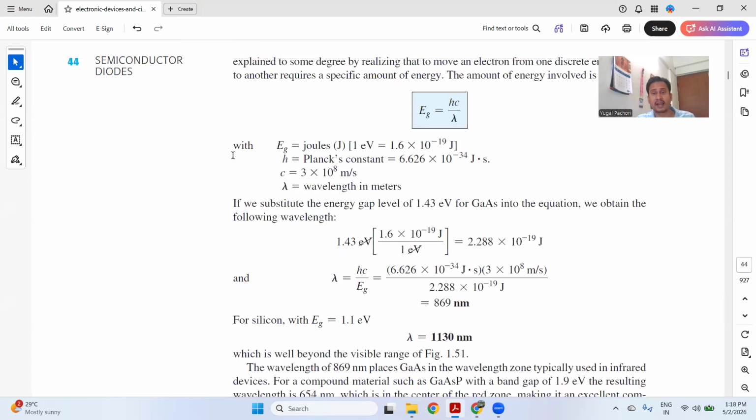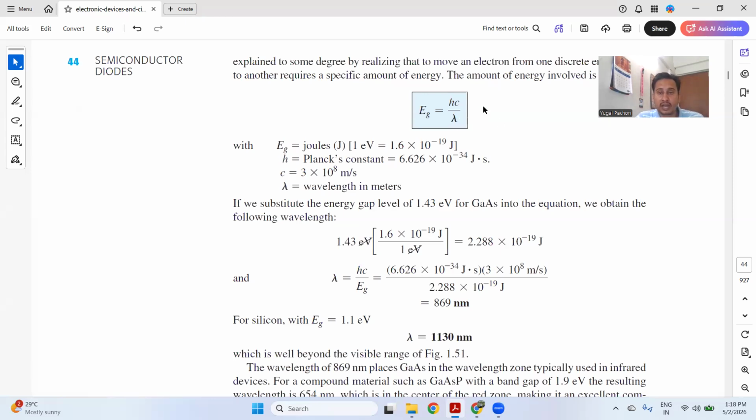So this is a calculation. If you need to calculate the energy associated with the light, then you use hc over lambda. H is the Planck constant, which is 6.626 times 10 to the power minus 34 joule seconds, and c is the speed of the light.